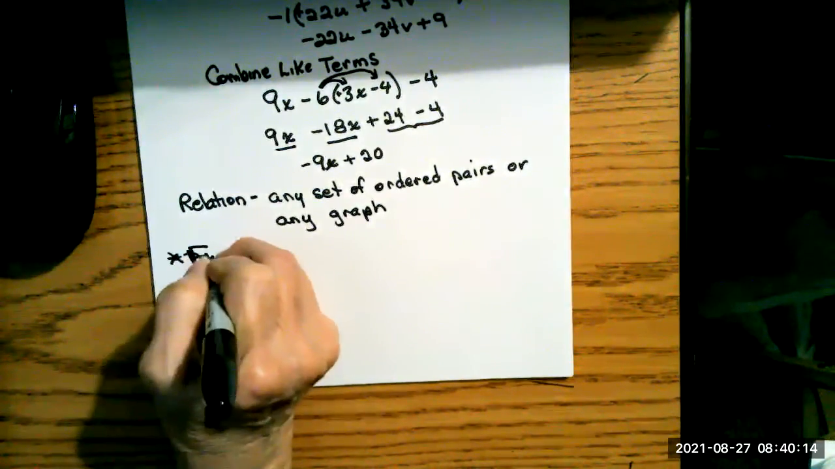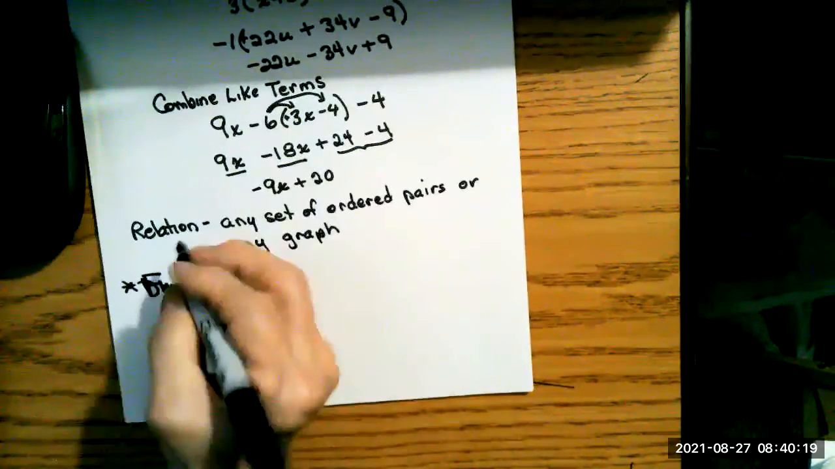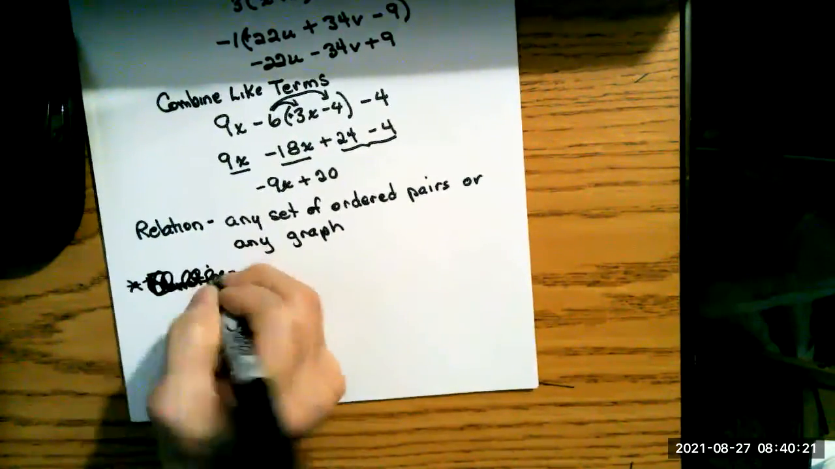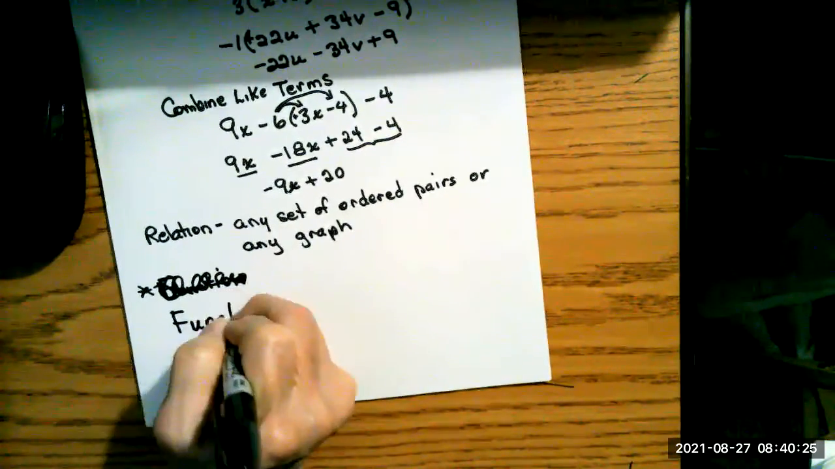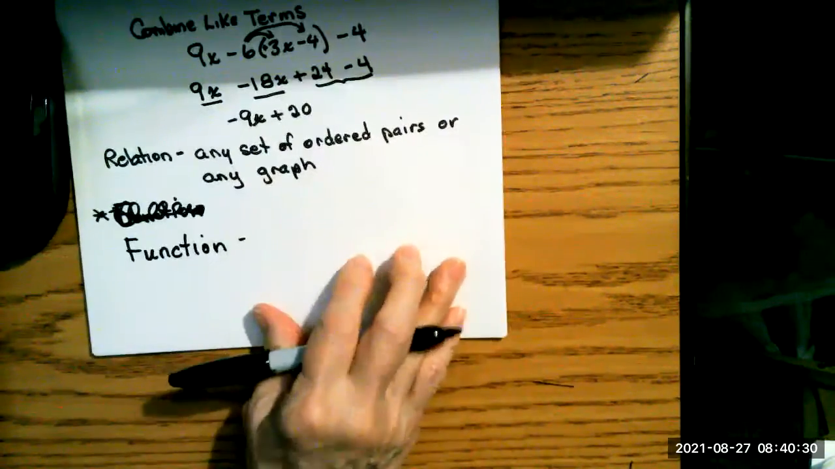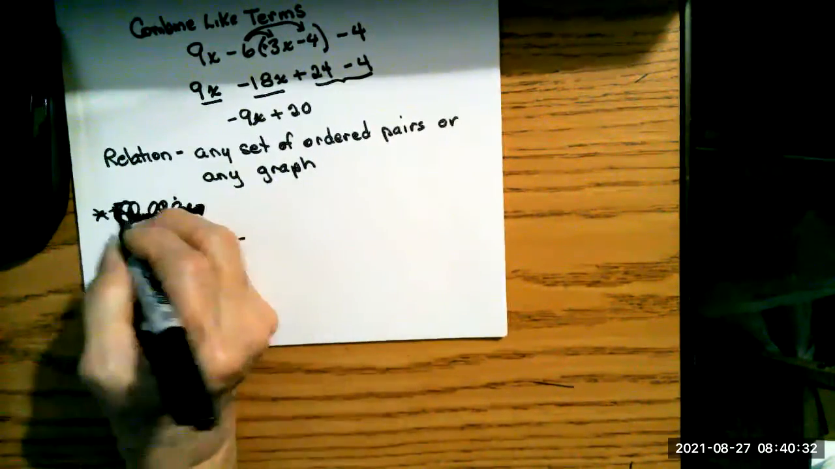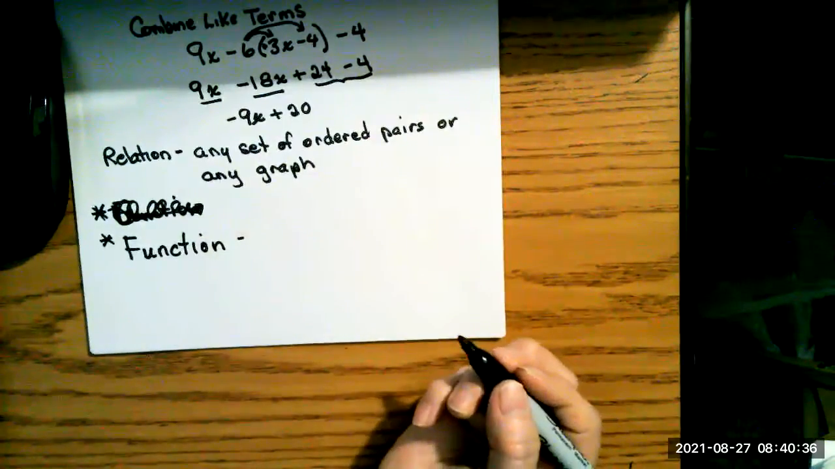Function. F-U-N-C-T-I-O-N. Function. Let me rewrite that. I almost said domain, which is one of the ones we're about to use, but function goes with relation. Domain goes with range. So function is one that we're going to be using a lot of. It's very important to know what a function is.